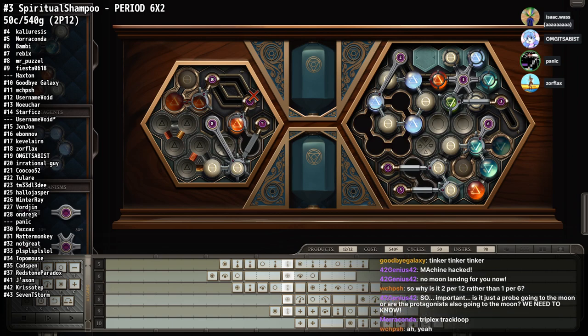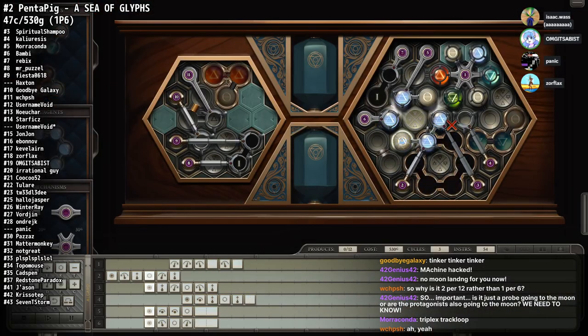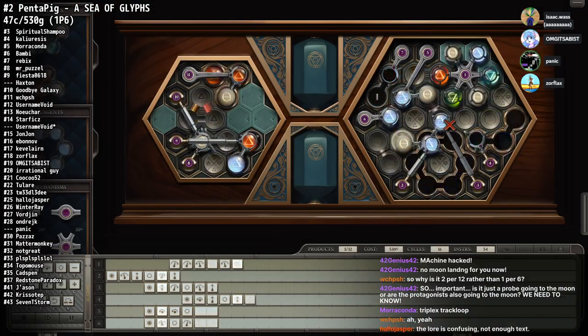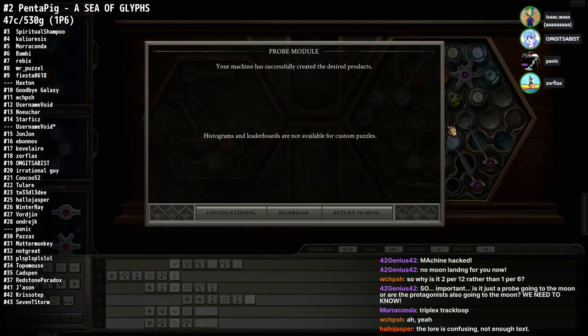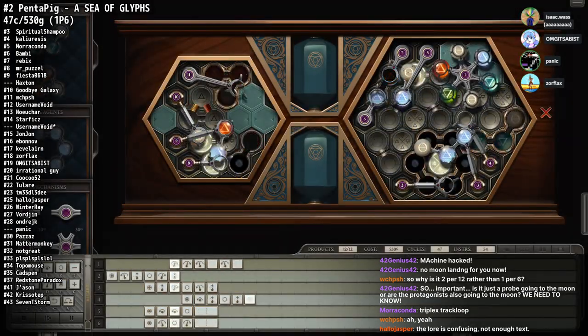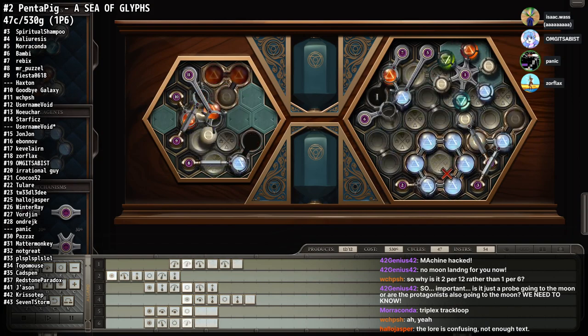The period 6 can work. Period 6 can work. And there's two more to go. All right, is it Biggie or is it Pentapig? Is it Biggie or Piggy? Come on. Biggie or Piggy. Three cycle drop. That sounds like a Biggie name. It's Pentapig. Okay. Biggie wins. Nice. So yeah, there's this very nice just deconstruction method.